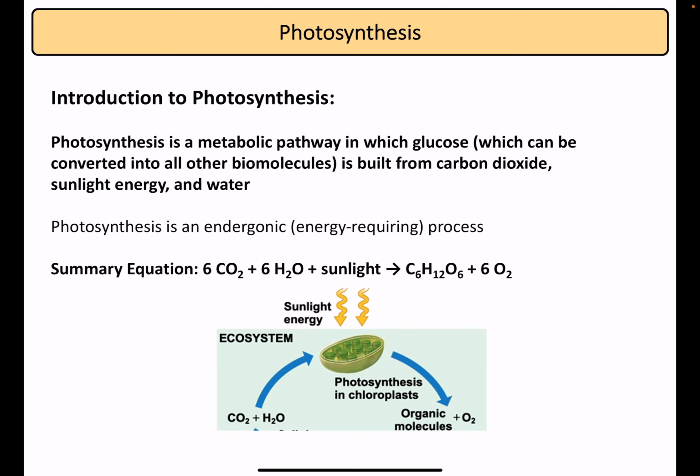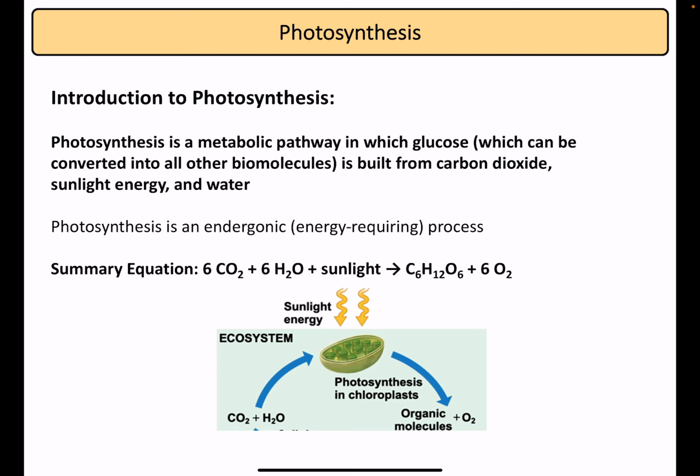In this video we're going to be learning about photosynthesis, which is a metabolic pathway, just like cellular respiration that we learned in the previous module. And you'll notice if you take a look at the summary equation, it's actually the reverse of cellular respiration. The reactants of photosynthesis are carbon dioxide and water, and a plant is able to use those reactants to build glucose and also release oxygen in the process.